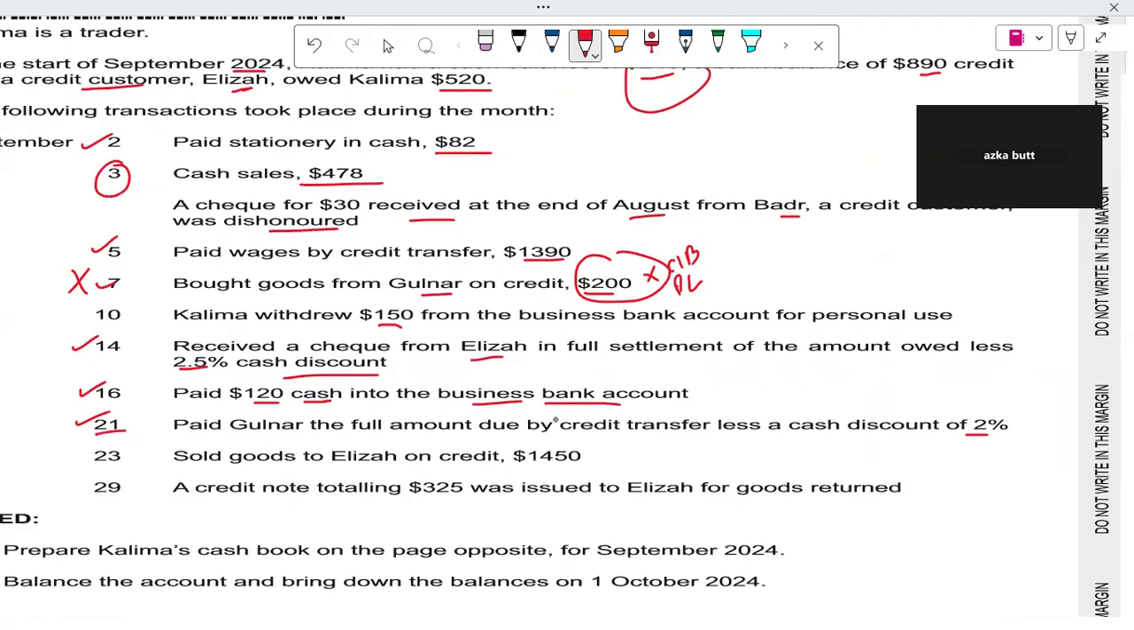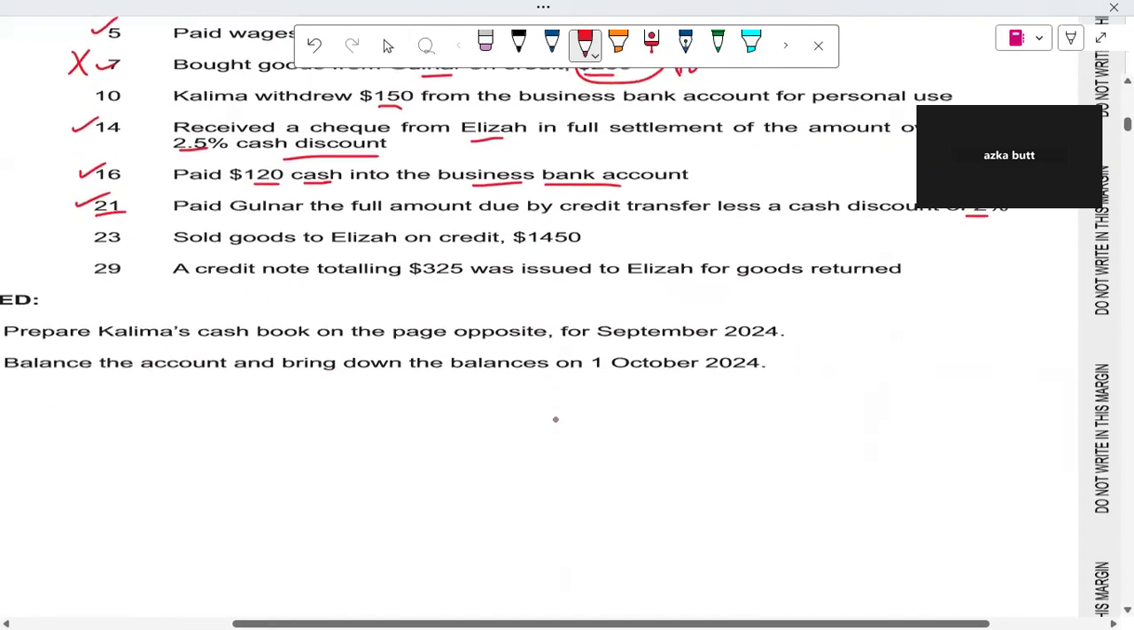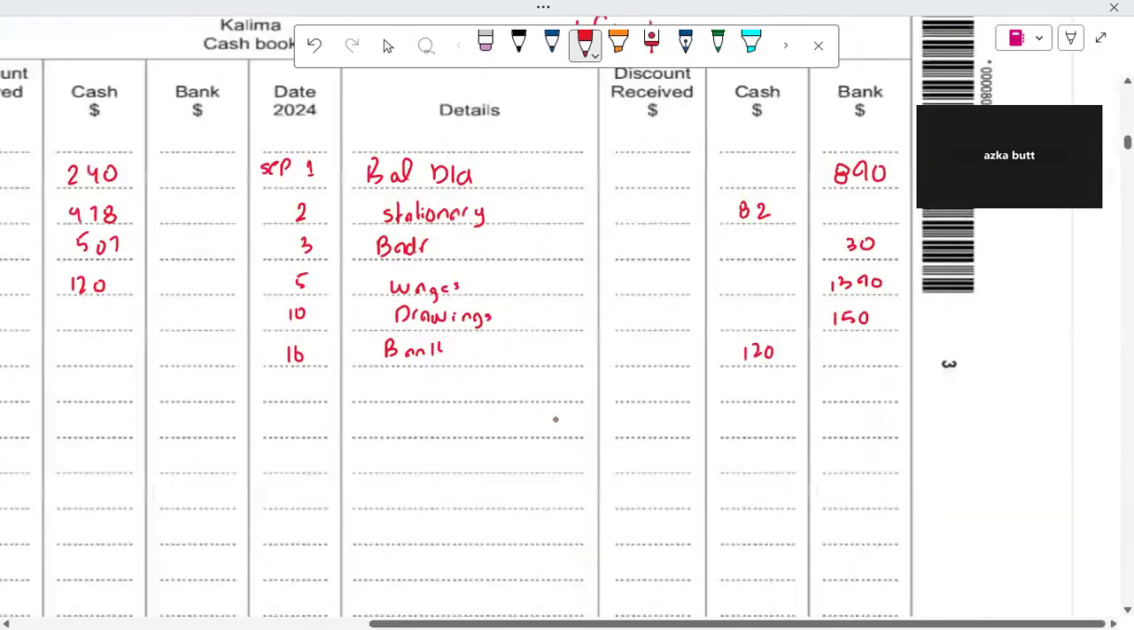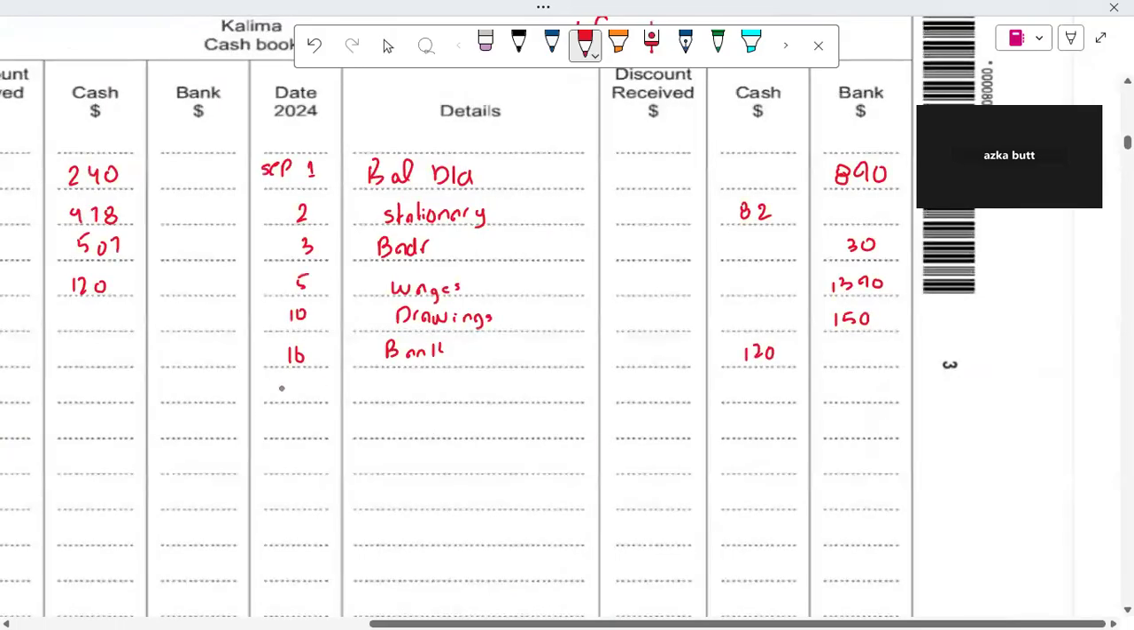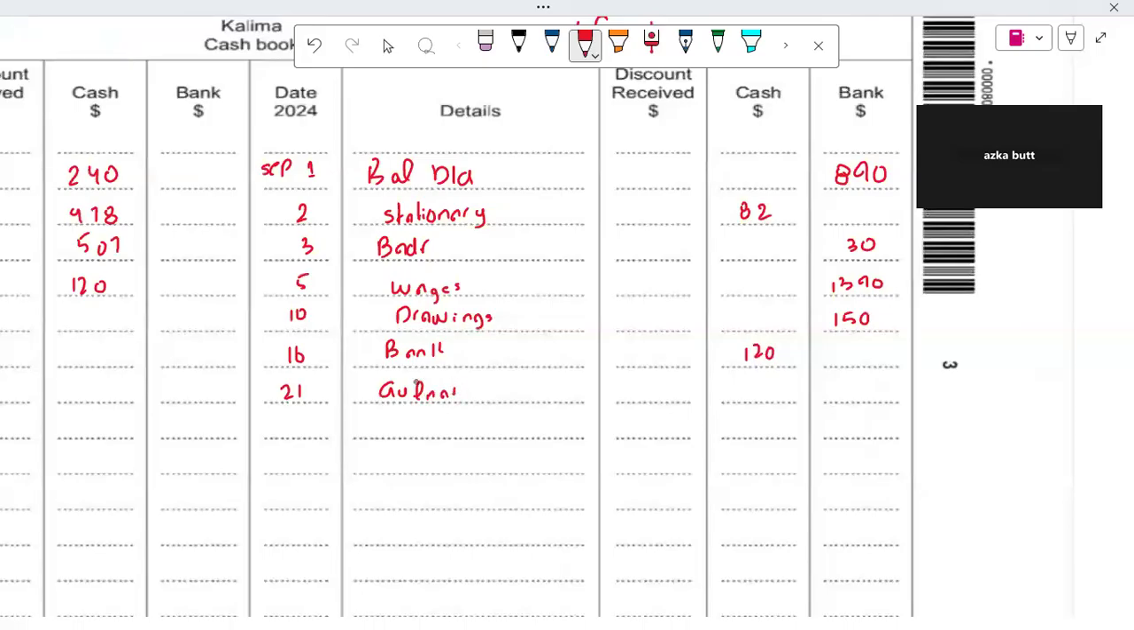We need to record it on the credit side because this is the outflow of cash. So on 21st, Gulnar. Okay. So the total amount was 200 and we received 2% cash discount. So if you just multiply 2% with the 200, the discount is 4. So it means that we receive the discount of 4, and 200 minus 4 is equal to 196. So we paid 196 to Gulnar.